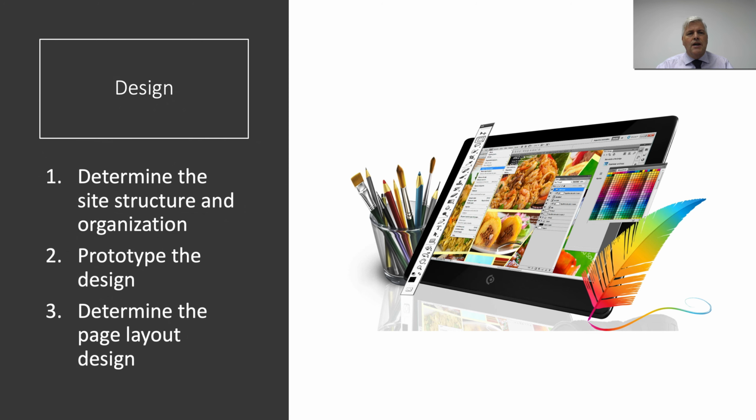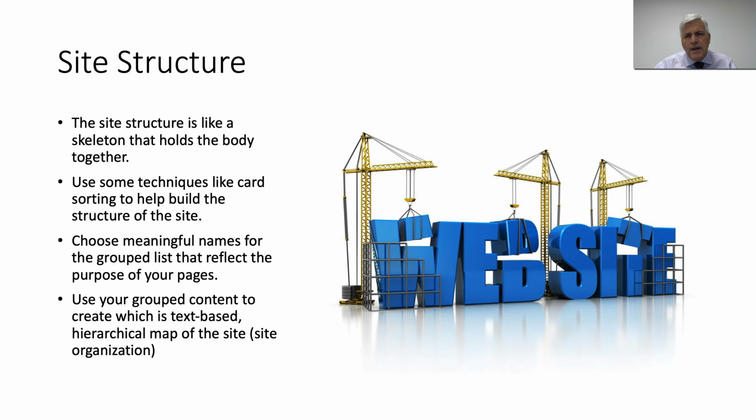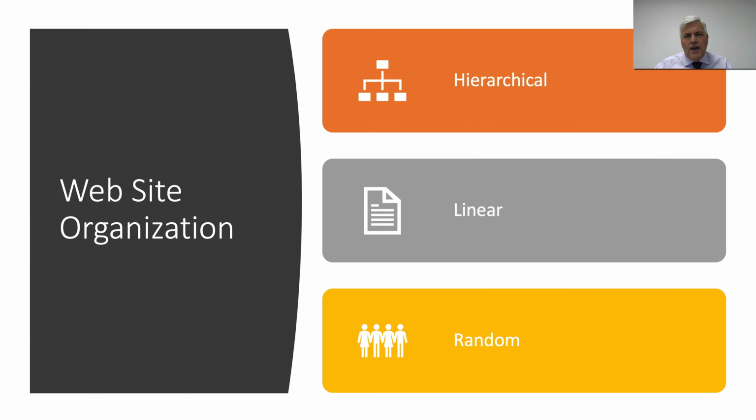And then, of course, is the design phase. That is determining the site structure and the organization, actually unveiling a prototype of the design, and then determining the page layout. And then, of course, the site structure. Now, the site structure is simply a skeleton that holds the body together. You can use some techniques like card sorting to help build the structure of the site if you want. It's important, of course, to choose some meaningful names for the group list that reflect the purpose of those pages. And then you use your group content to create, which is going to be text-based, a hierarchical map of the site, and the site organization.